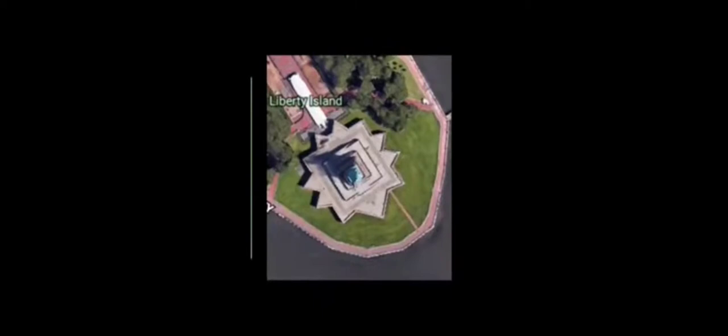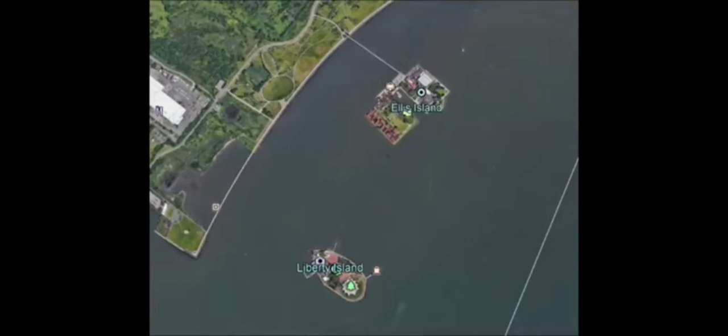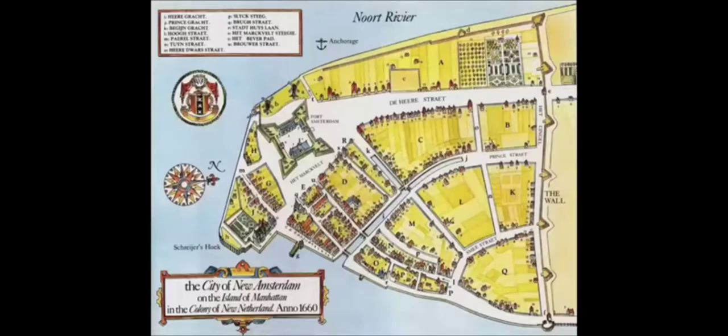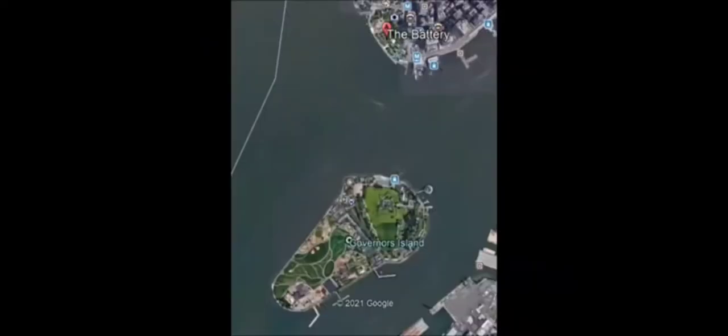Fort Wood in the upper New York Bay is underneath the Statue of Liberty, across from Ellis Island, upon which there used to be what was called Fort Gibson. Fort Jay is on Governor's Island at the convergence of the Hudson and East Rivers, across from Fort Amsterdam, which was located on what is now called the Battery.